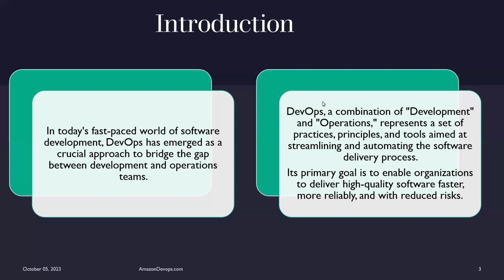DevOps, as we know, is just a combination of development and operation. It has a set of practices, principles, and tools, and all of them are usually aimed at automating the software delivery process. The main goal of an organization is always to deliver high-quality software, deliver it much faster, be more reliable, be more efficient, and also be able to reduce the risks associated with delivering software to the final customer.